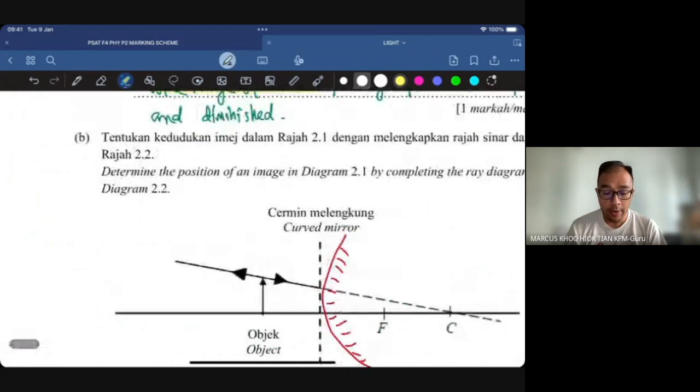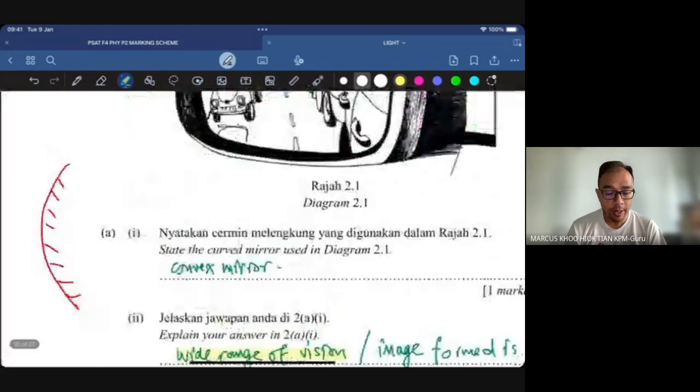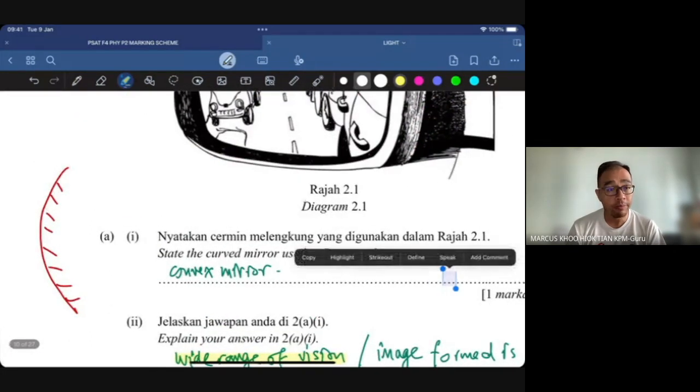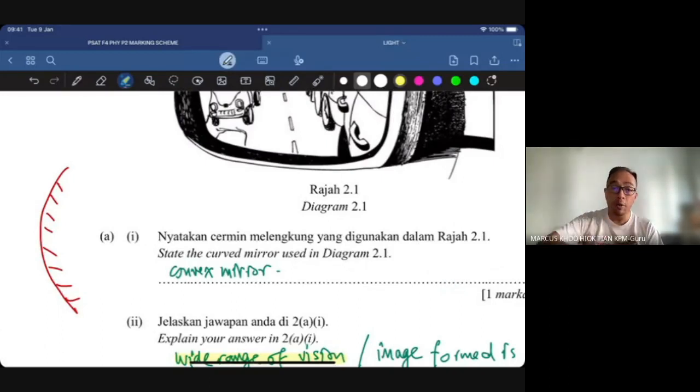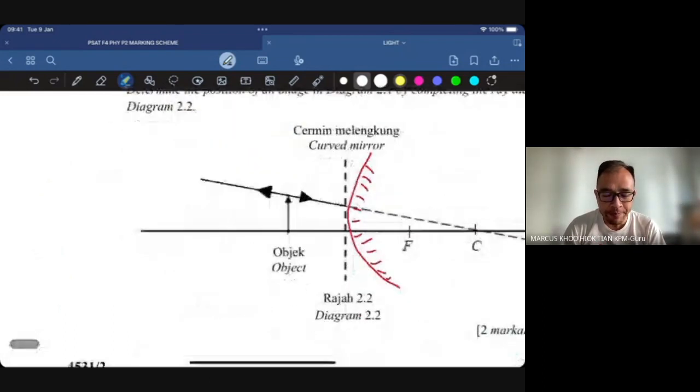Just to remind you, convex mirror, this is how you would draw the mirror. It is curved outwards. I just saw a convex mirror yesterday. I was passing by, you know, the mirror that sticks out. I was looking at it from the side. It really sticks out. Okay, anyway.